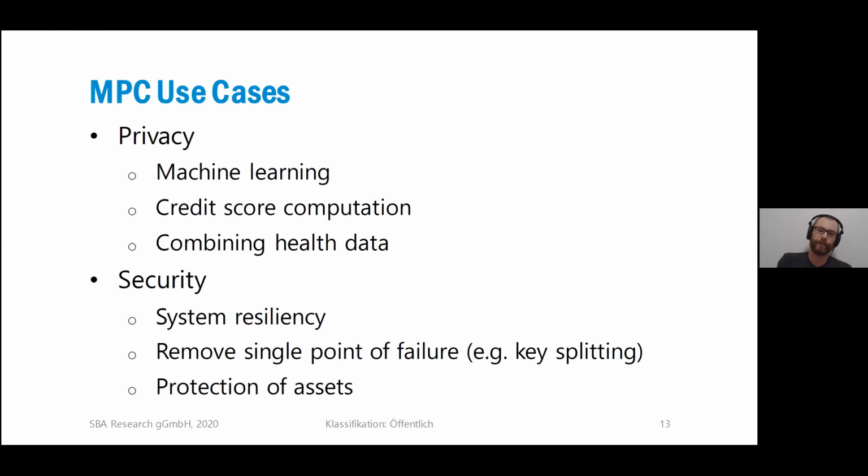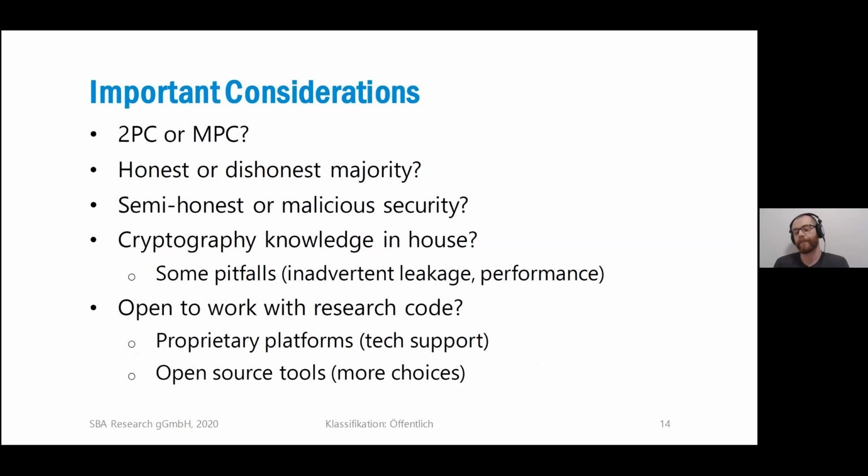So now that you have some idea what you could do, what are actually important considerations when you want to implement or use MPC?